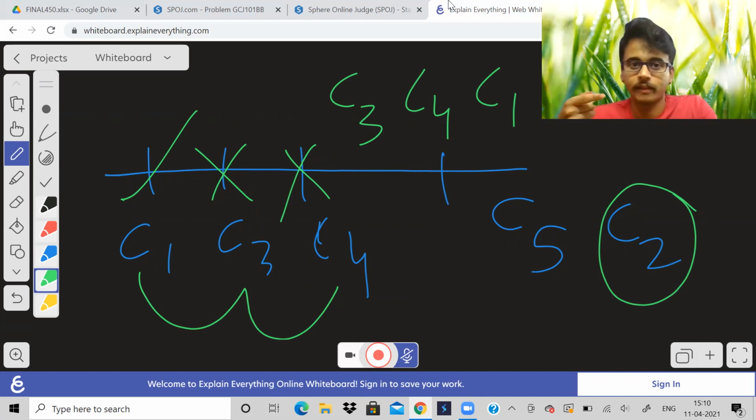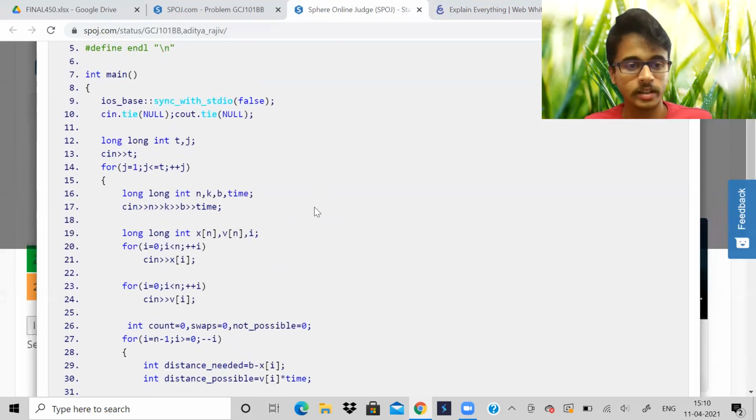That is important. So this was the problem statement. It is simple, very simple. Just how many swaps are required, what you should calculate: two values, the maximum distance the chick can travel and how much distance is needed to travel. Compare these two. So I will show you my code now, you'll understand better.